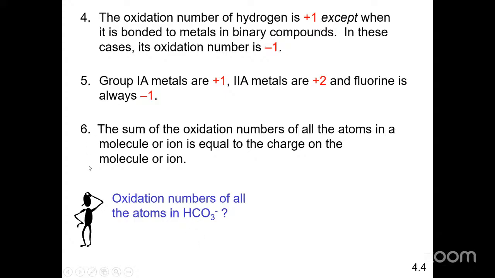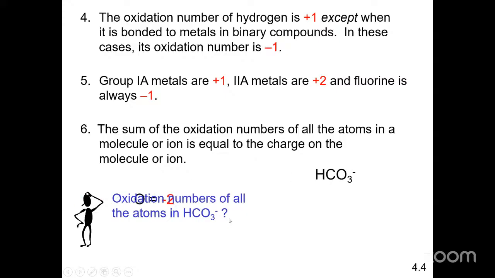In order for us to answer that, we have to use rule number 6. Rule number 6 says the sum of the oxidation numbers of all the atoms in a molecular ion is equal to the charge on the molecular ion. So based on the fact that hydrogen is +1 and oxygen is -2, and there are 3 of them, we can calculate the oxidation number of carbon, because the sum of all the oxidation numbers of the different elements in this ion would be equal to the charge, which in this case is -1.